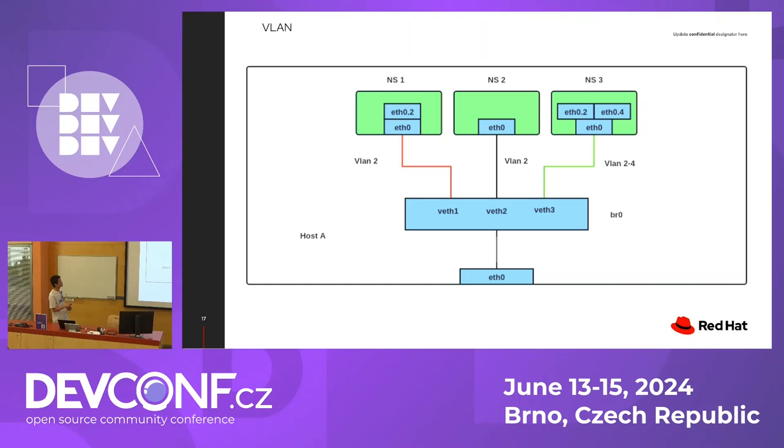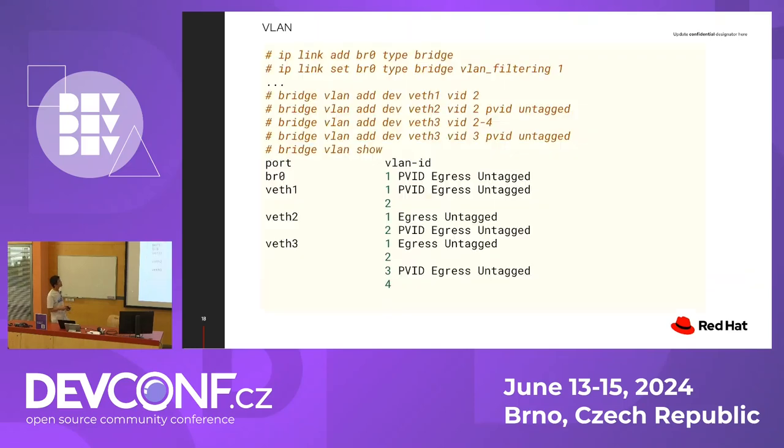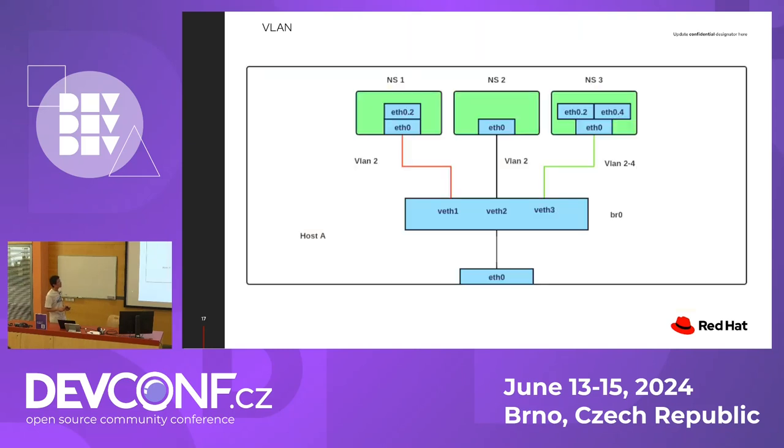And next, we set the veth2 interface with VLAN 2. At the same time, we add an untagged flag. Let's skip the PVID and we will talk about it later. With that, the VLAN 2 packets will go through this interface, and when they egress, they will be untagged. So the NS will receive the VLAN 2 packets without the VLAN tag.